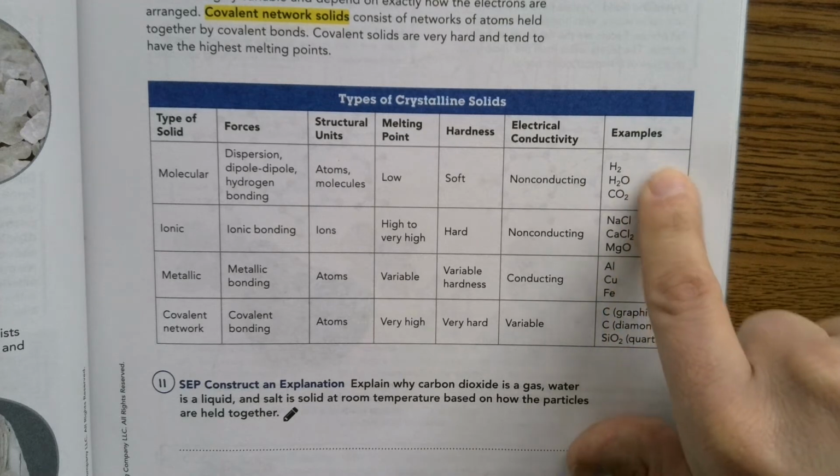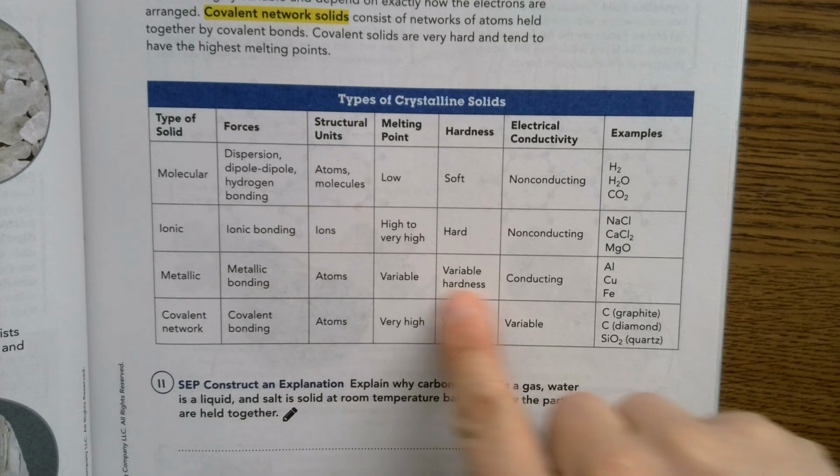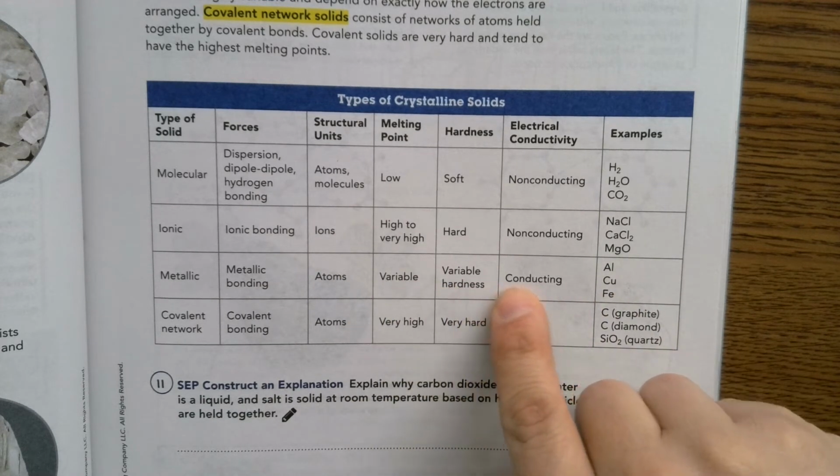The thing that will help you the most is pick one of these and use that as your frame of reference, and then think about what their structure is. What are they made out of? What's their melting point like? What's the hardness? Do they conduct, etc.?